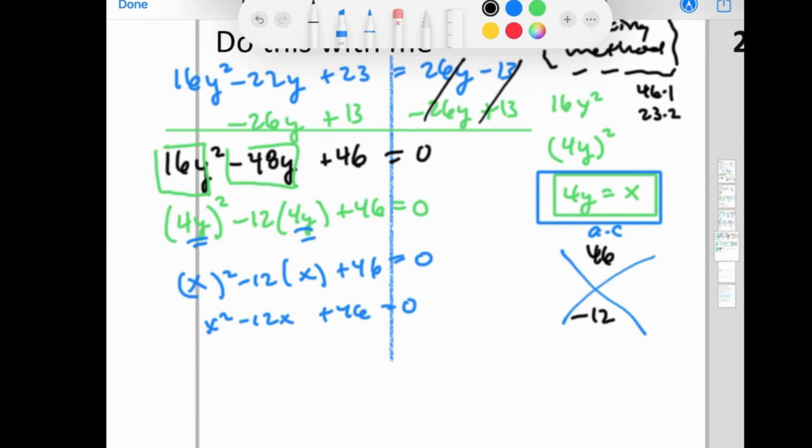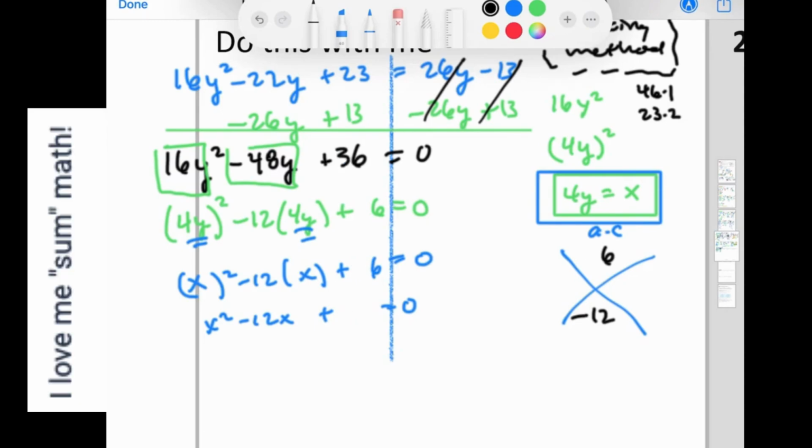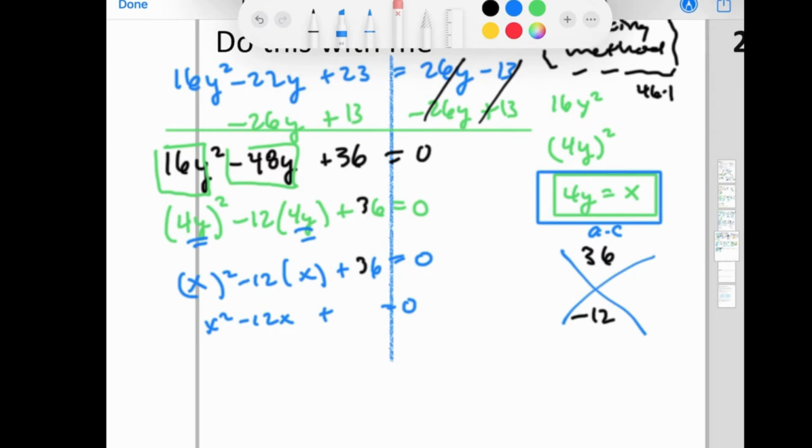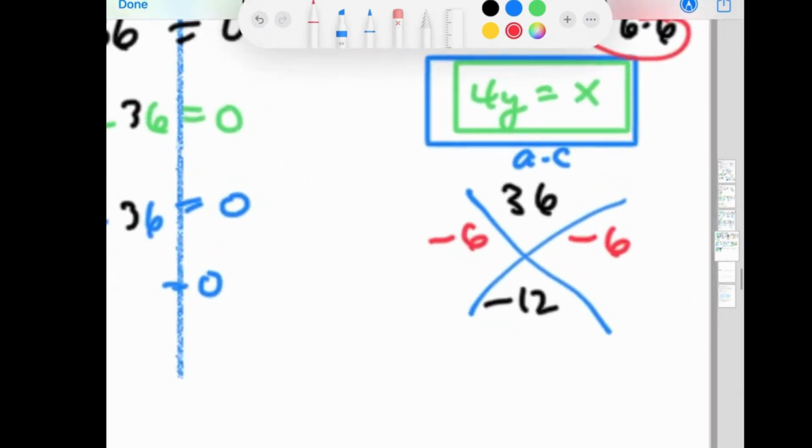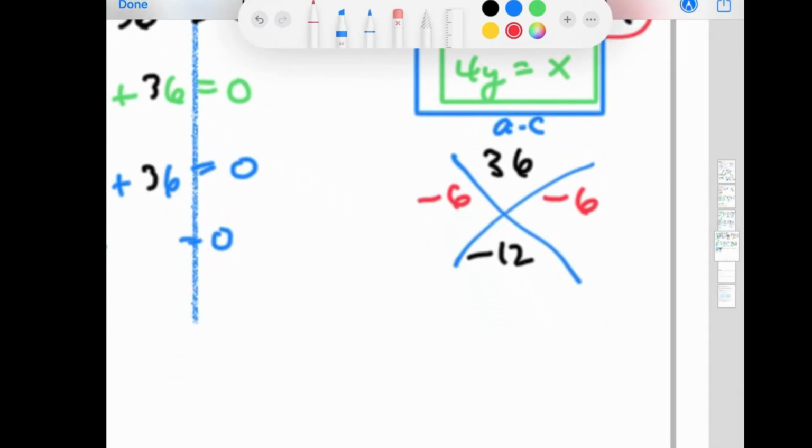I can't add. As you can see, I can't add up here. That's 36. That might make my life easier. Let's try that again. 36 and 1, 2 and 18, 3 and 12, 6 and 6. So my winner, -6 and -6. Alright, -6 times -6 is 36, and -6 plus -6 is -12.